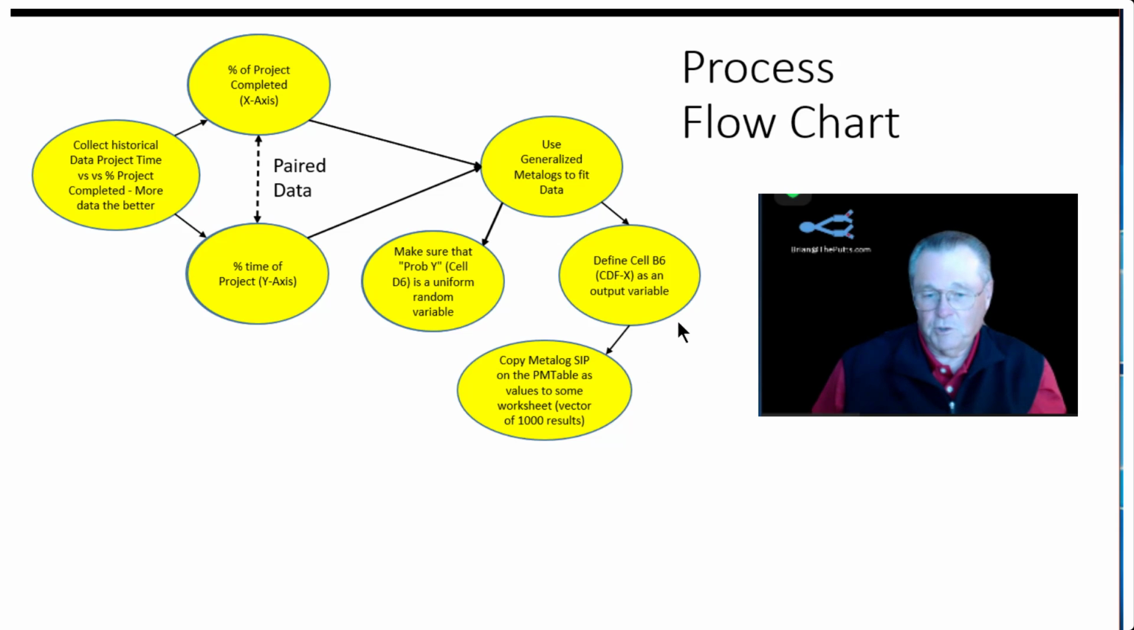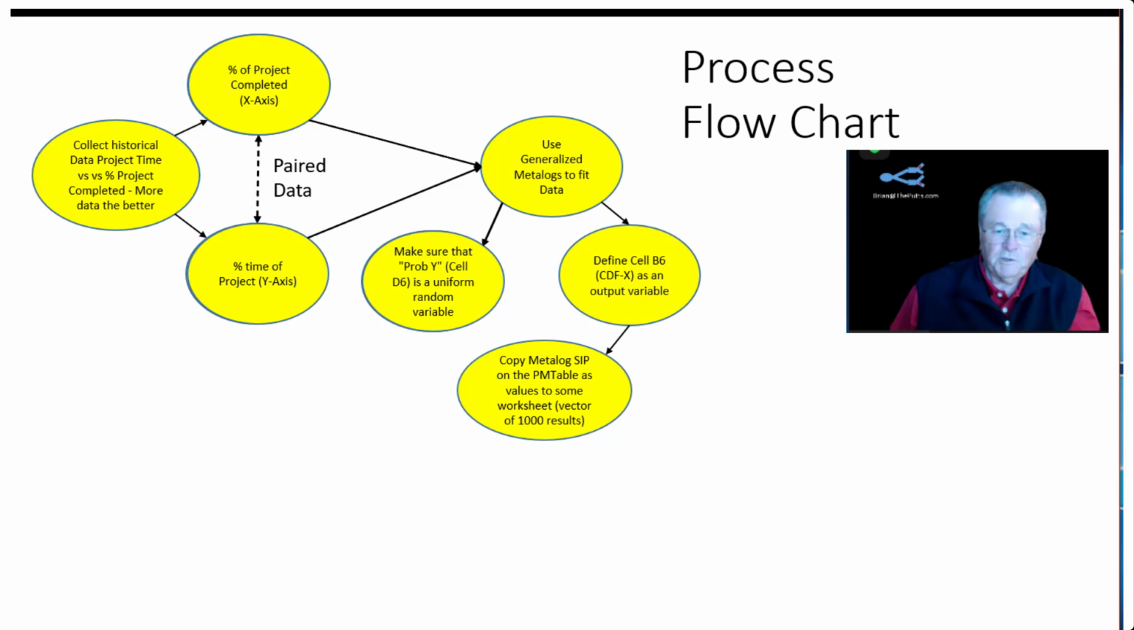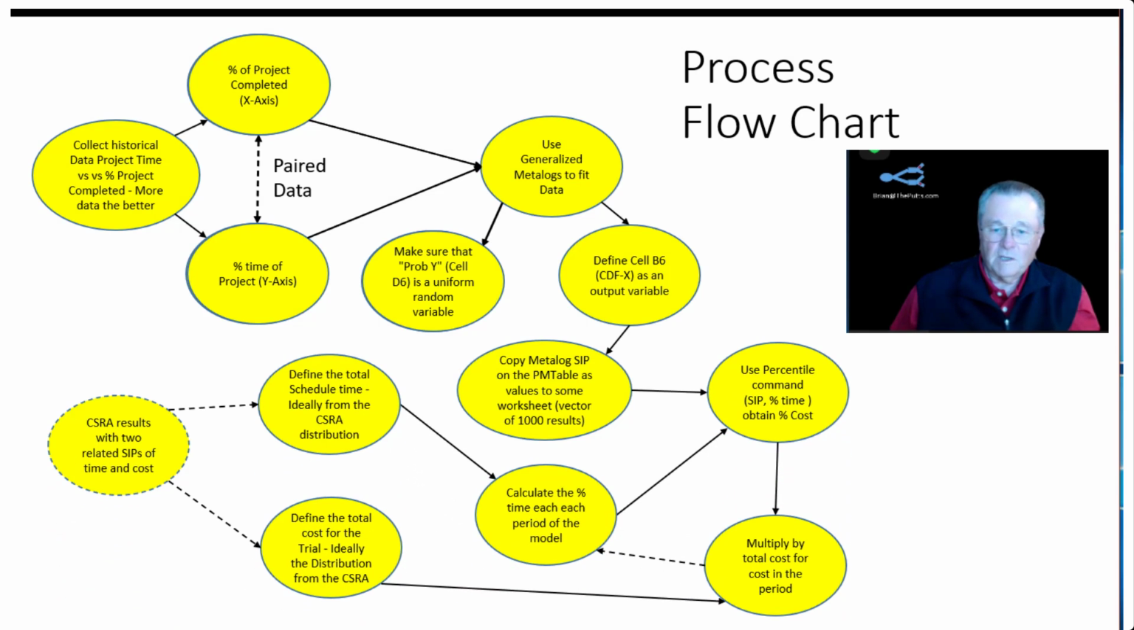Alternatively, we're going to actually show you a different way of doing this now, which is going to use the values on the SIPmath chart data. Once you have that done, you can come in here and use either the percentile command, or we can use a lookup command to come up with the percent of time to obtain the cost. And that percent of time comes from taking our CSRA results. This is the results for this particular project, that defines the total schedule time and defines the total cost. And so that schedule time is going to come into here.